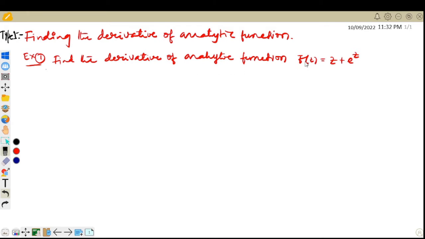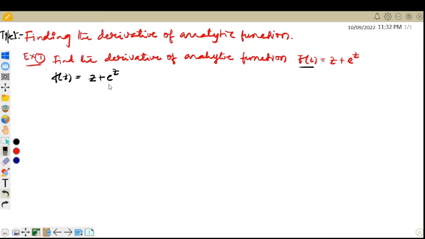Okay, students, here we have an example. Find the derivative of the analytic function f of z is equal to z plus e raised to z. We can take f of z is equal to z plus e raised to z. First, we need to find the real and imaginary parts.